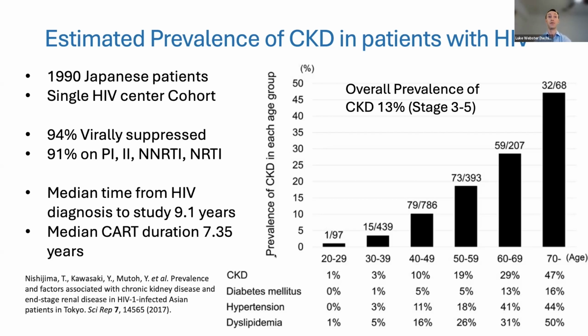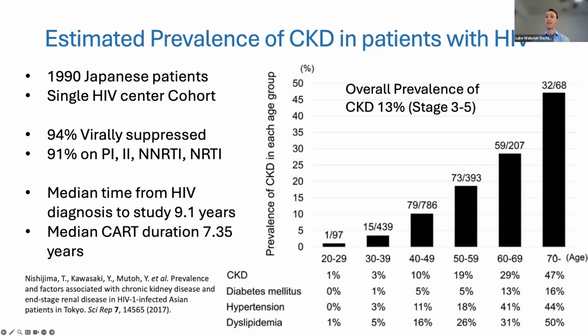And of their patients, 94% were virally suppressed, 91% were on a protease inhibitor, integrase inhibitor, or an NRTI. The median time from HIV diagnosis to the study was about 9 years, and the median duration of antiretroviral therapy was about 7.3 years. And so you can see on the right, they found that their overall prevalence of CKD was about 13% amongst the entire cohort.